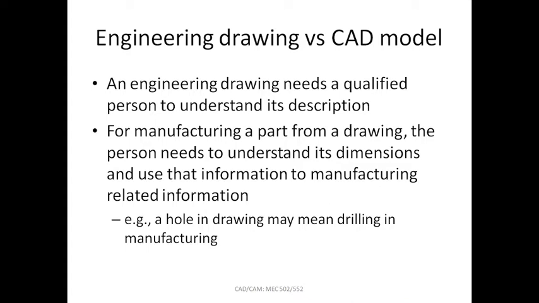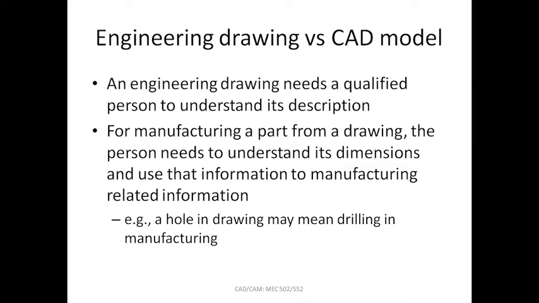Okay. And for manufacturing a part from a drawing, the person needs to understand its dimensions. So that is the prerequisite. If you want to understand something from a drawing, you should be qualified enough to understand the information given in the drawing. And once that information is available, you can use it for manufacturing related information. For example, a hole in a drawing may mean drilling in the manufacturing.